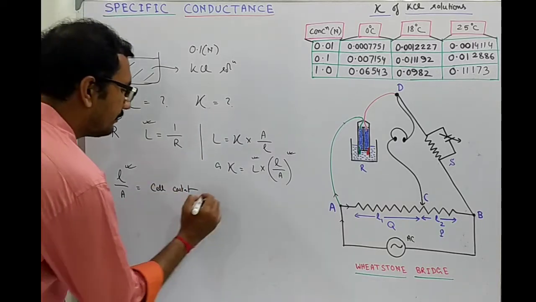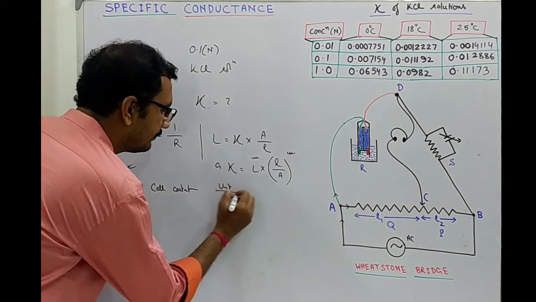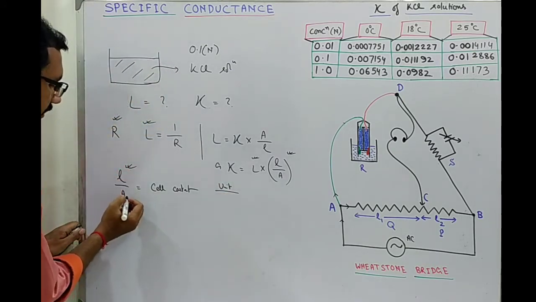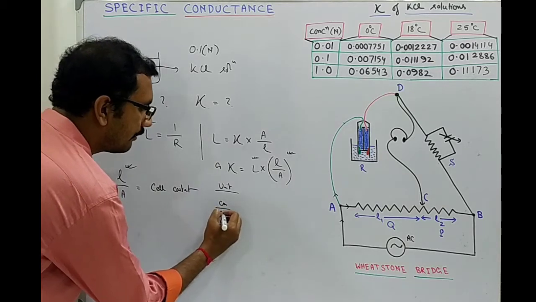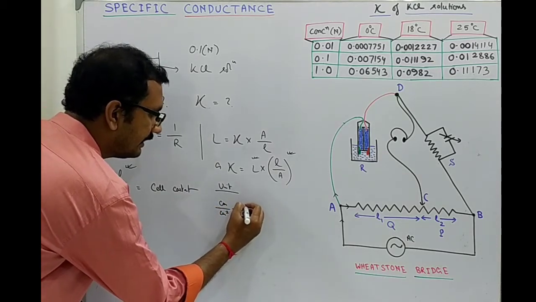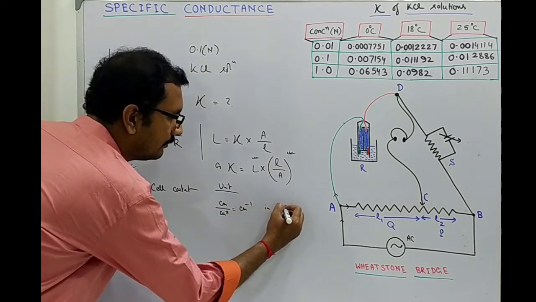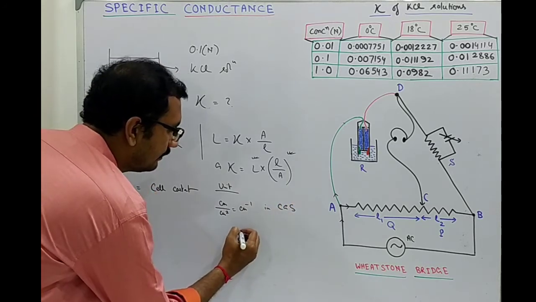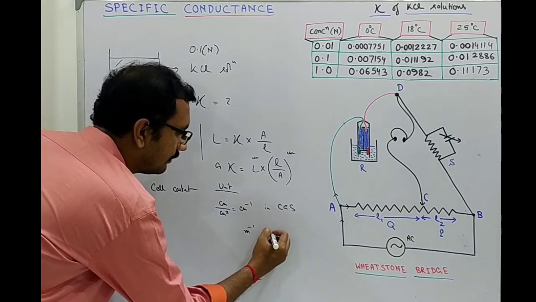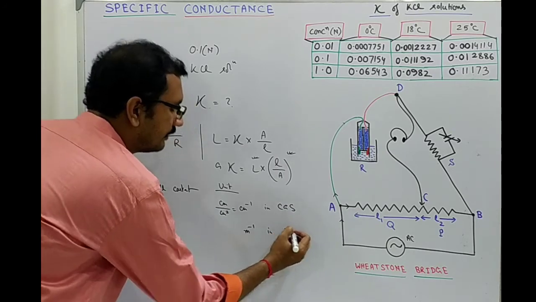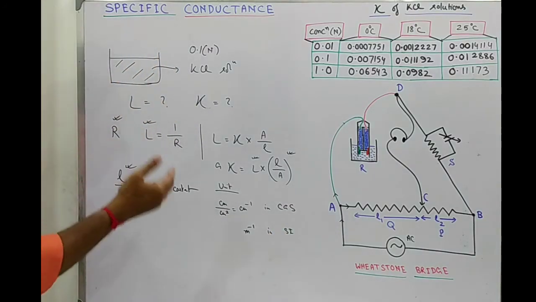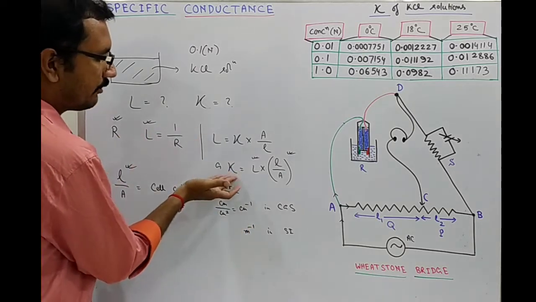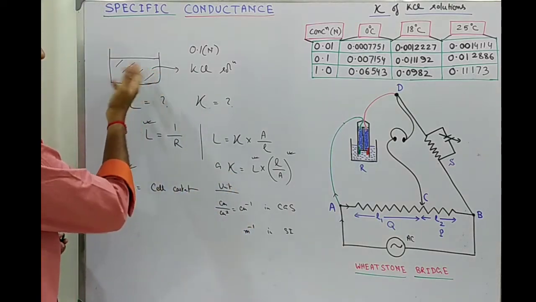Now, what will be the unit of cell constant? Obviously this is centimeter, this is centimeter square here. So, it will be centimeter by centimeter square. So, it will be centimeter inverse in CGS and meter inverse in SI. This is the value of the cell constant. So, this is how you can determine the specific conductance of any electrolytic solution.